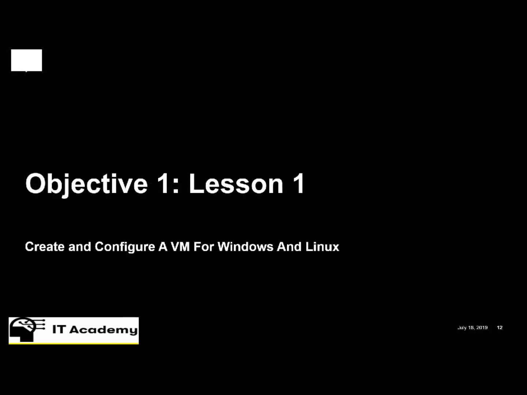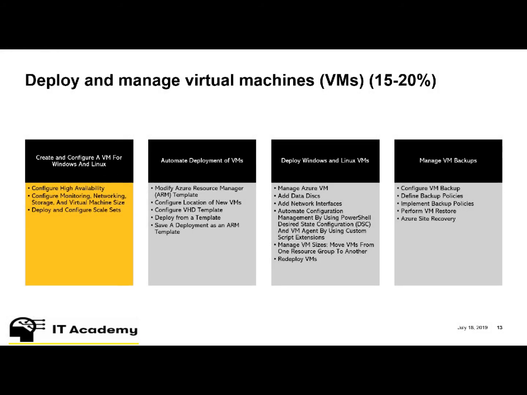In lesson 1, we're going to drill into creating and configuring a virtual machine for Windows and for Linux. The individual components of this objective are that to pass the exam, we need to be able to demonstrate that we understand how to configure high availability for a virtual machine. We need to be able to demonstrate that we know how to configure monitoring, networking, storage, and virtual machine sizing. Also, we've got to be able to demonstrate knowledge and principles of deploying and configuring Azure virtual machine scale sets.